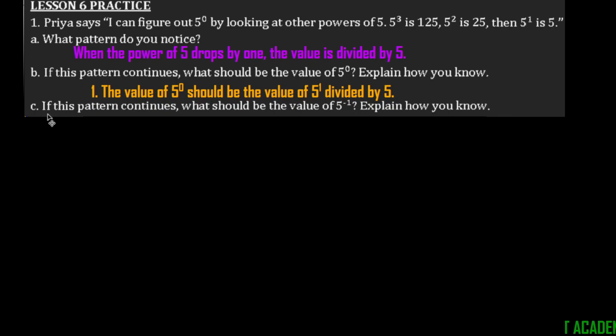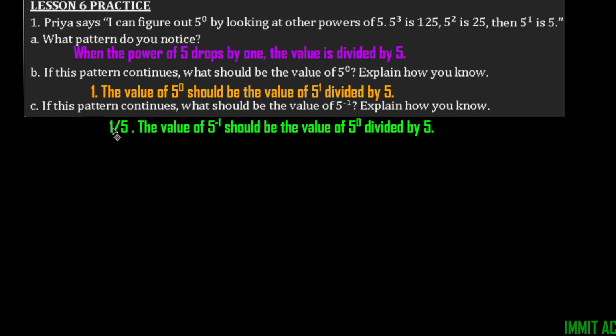And then for part C, it says if this pattern continues, what should the value of 5 to the negative 1 power be? Well, we're just going to move that as a fraction. So we're going to say it's going to be 1/5. And we say the value of 5 to the negative 1 should be the value of 5 to the 0 power divided by 5, which we would say is just 1 divided by 5.